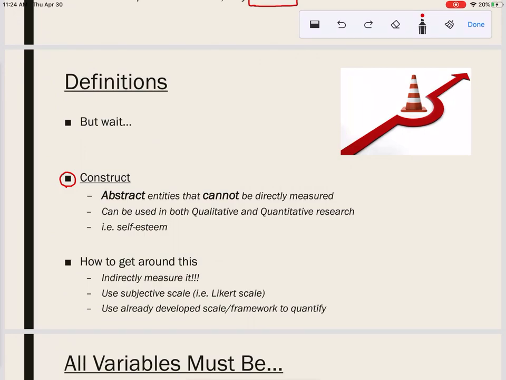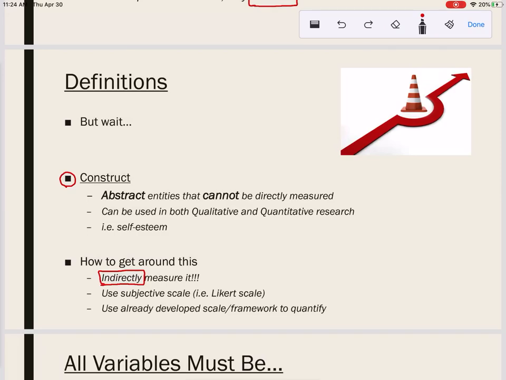So first of all, abstract, something that cannot be directly measured. An example of that would be self-esteem. What if I wanted to look at how marathon runners assign themselves self-esteem, and we could even throw in something else in there, their self-esteem based off of either marathon running performance or their self-esteem based off of how they look and their body fat percentage. We can get around this. So just because it's something abstract doesn't mean that we can't use it in scientific research.